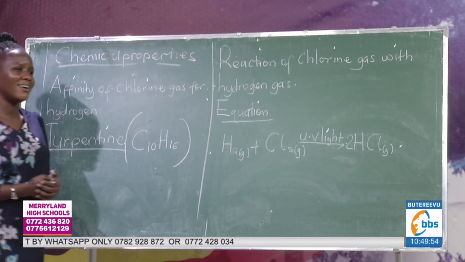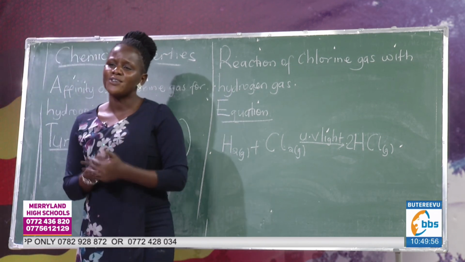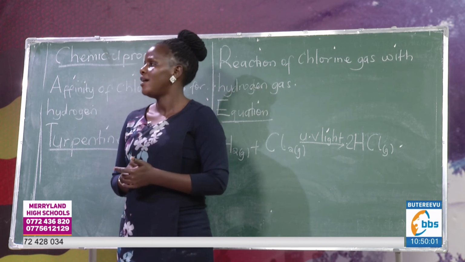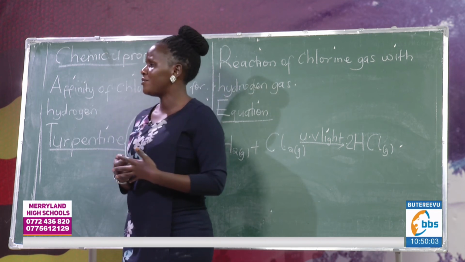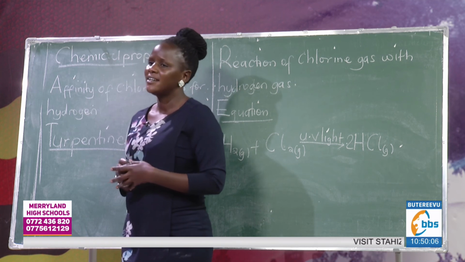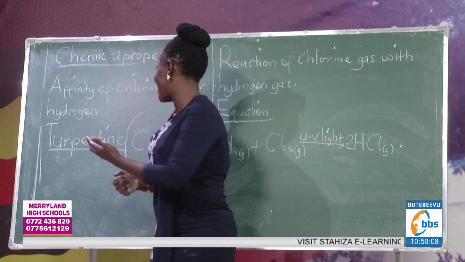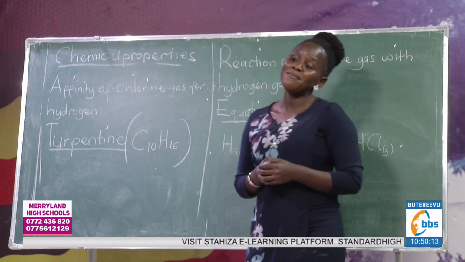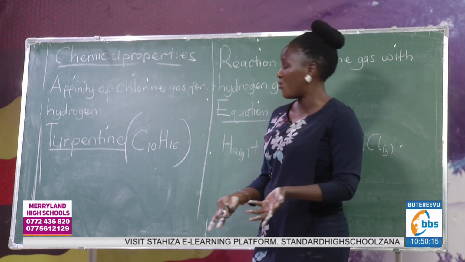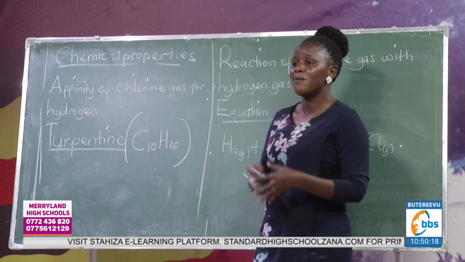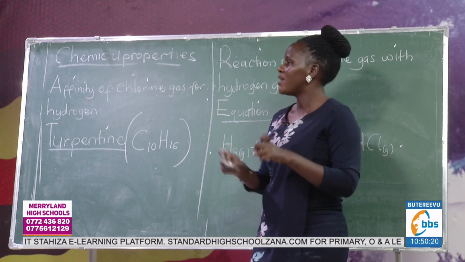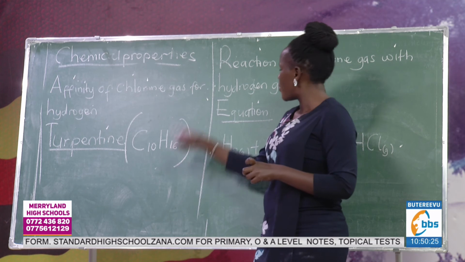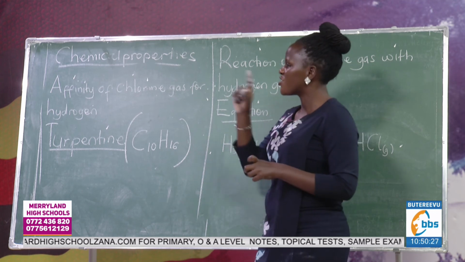Sometimes the examiners are so lenient with you that they know maybe you've forgotten the chemical formula for turpentine, and when they set these questions, they put the chemical formula in brackets. But sometimes they may not write the chemical formula for you, and you need to remember that turpentine is a hydrocarbon with carbon 10, hydrogen 16.